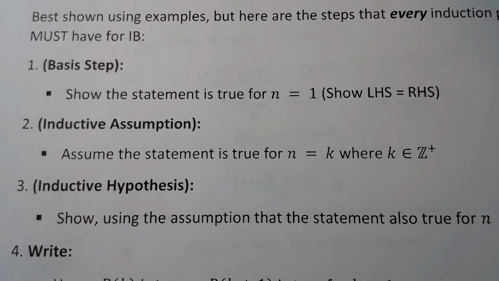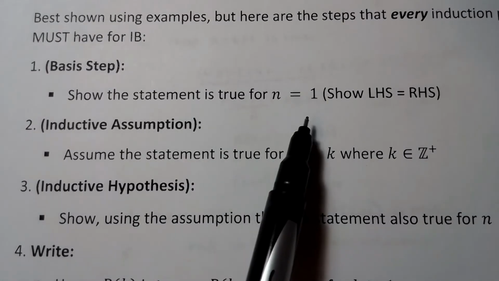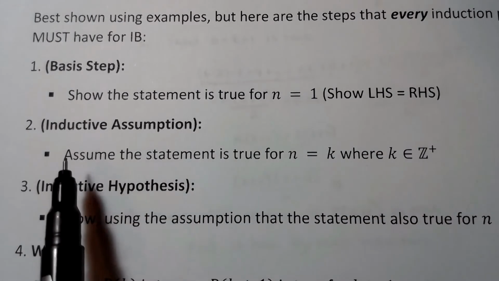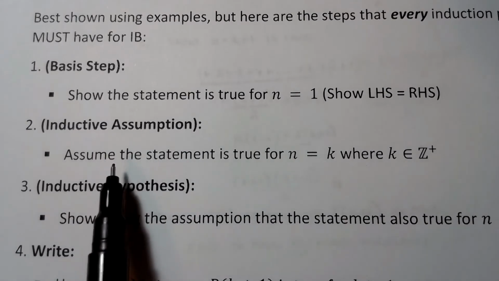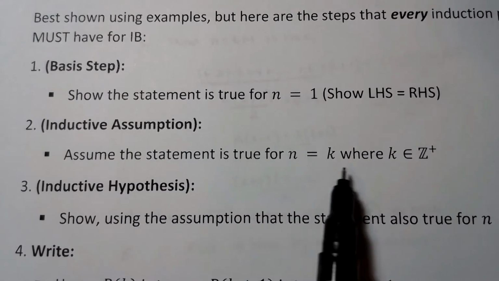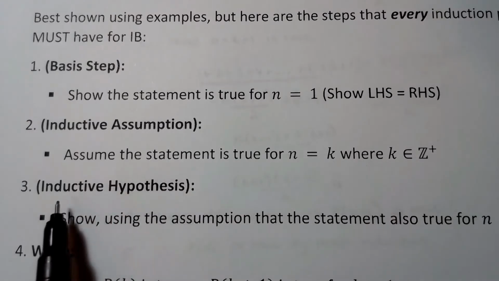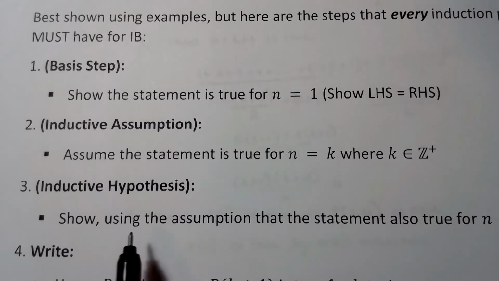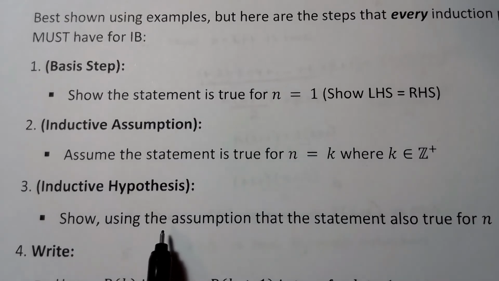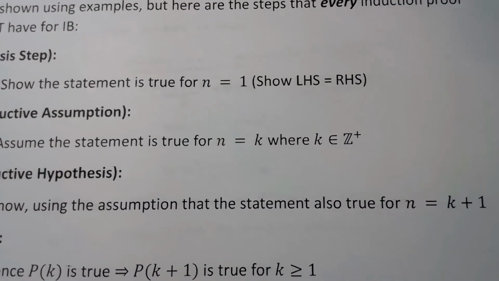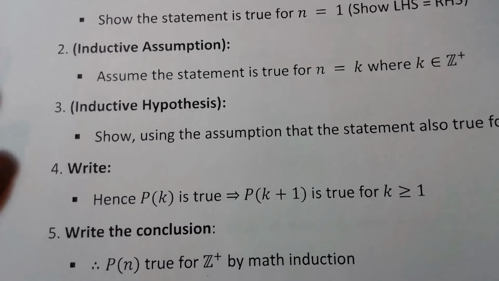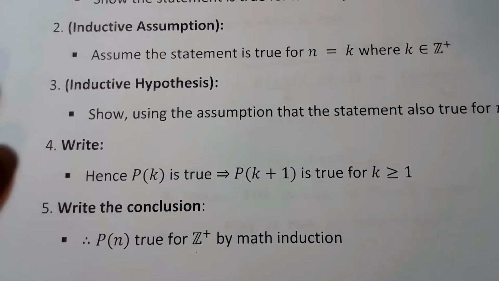For every statement, you want to write out P of n equals whatever. Show the statement's true for n equals 1 by plugging in the 1 and showing that the left side equals the right side. Write out the inductive assumption that n equals k is true, so you're just rewriting the statement with k substituted in for n. Then show that this statement is true also for n equals k plus 1. Again, this is all on EDSB. Once you've done that, you write your hence statement, and then you write your therefore statement.